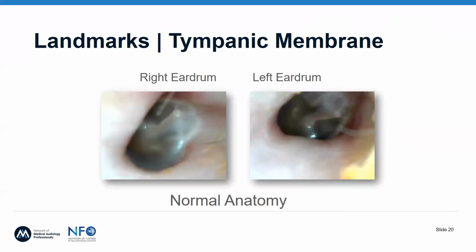More examples of normal. And the astute of you will note that these are mislabeled. We've got a left and a right backwards, and that was not intentional, but I wish I could have quizzed you on it. Again, it's a very clear, translucent tympanic membrane. There is a little bit of hair in the image.